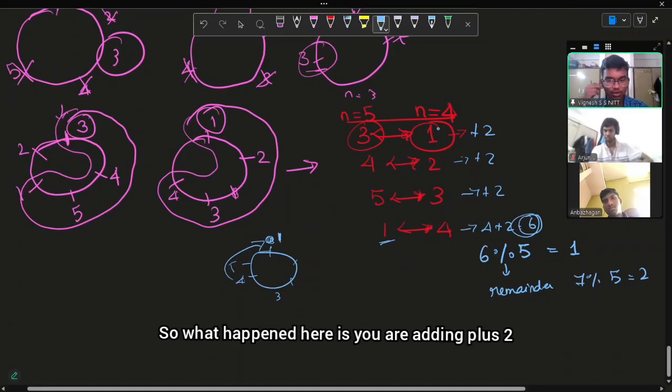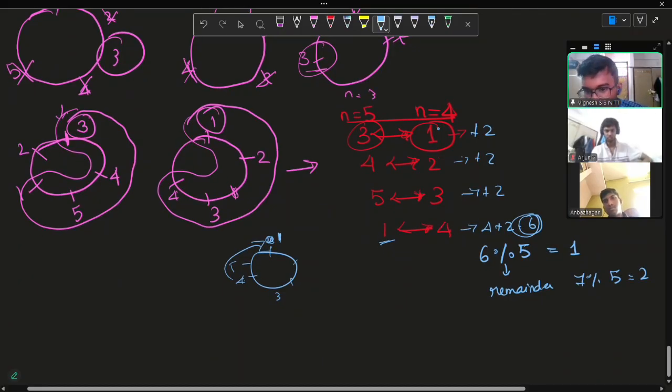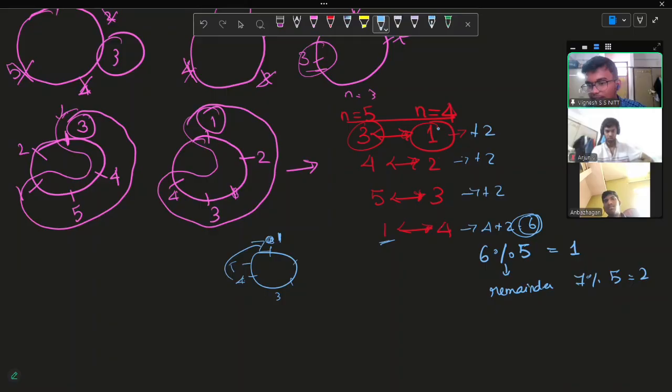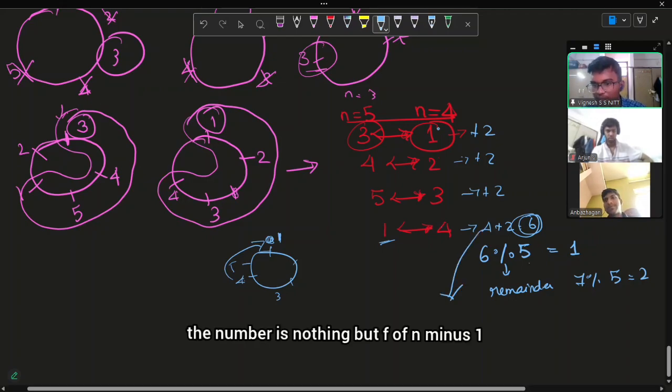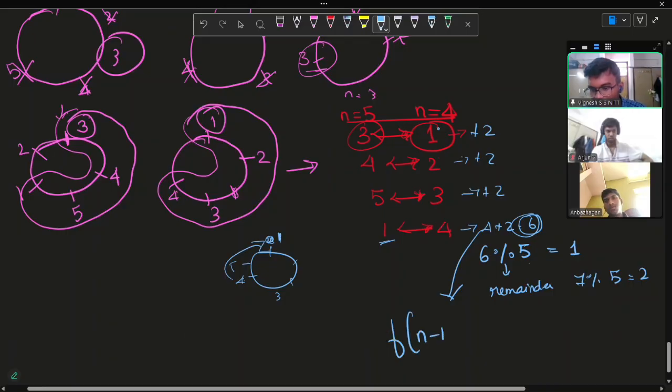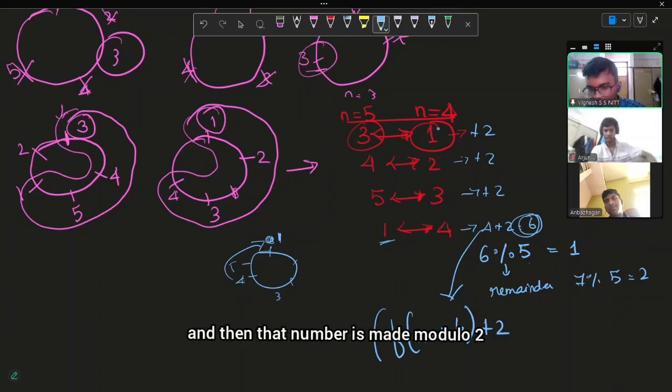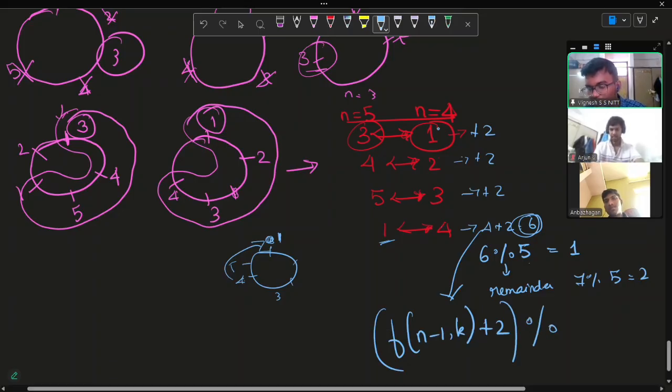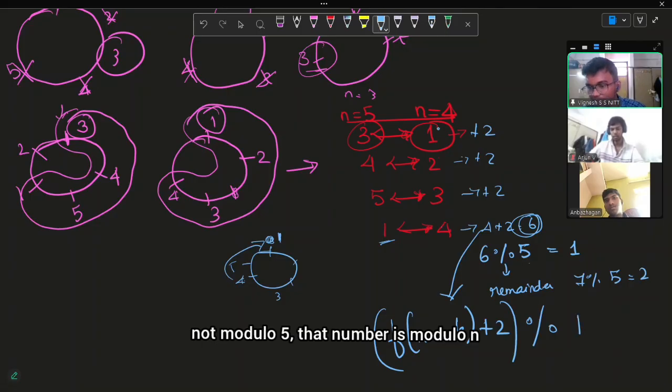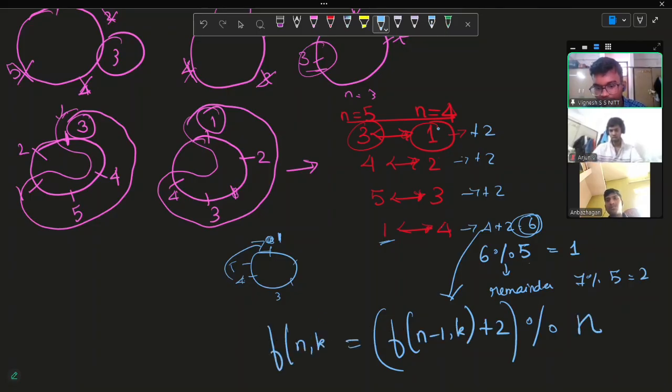Is that clear? So what happened here is you are adding plus 2. That plus 2 makes it 6, but that number is taken modulo 5, and 5 is nothing but the n. So what you are doing is taking the number, which is f of n minus 1 of k, adding 2, and then that number is taken modulo n. Not modulo 5, modulo n. So that you will get f of n of k. Is that understandable?